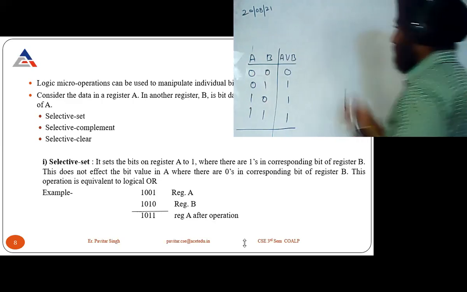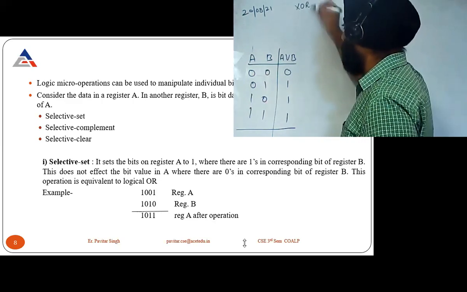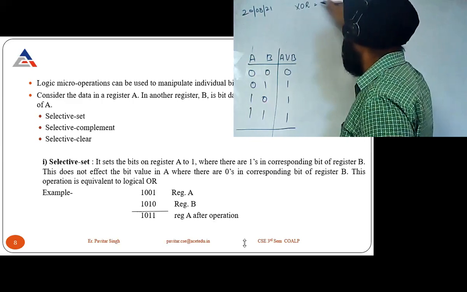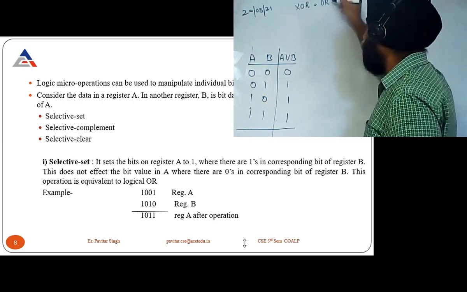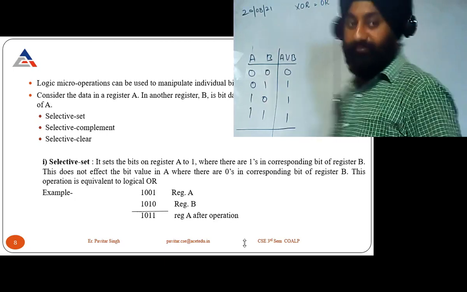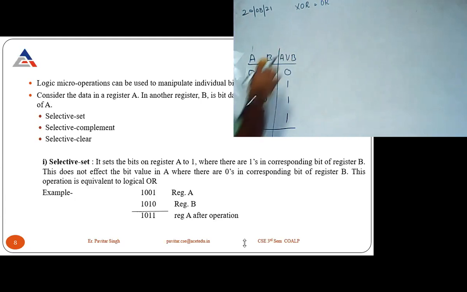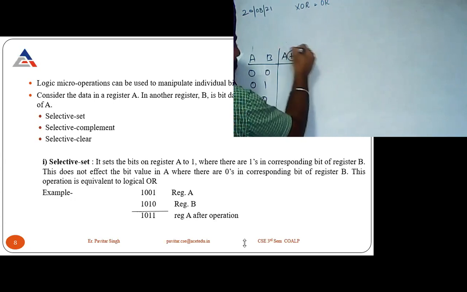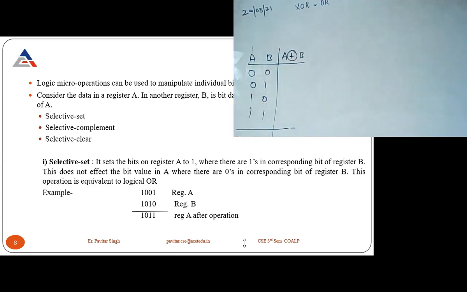XOR means you get the XOR gate simply by negating the output of OR, right? So it will be written as the truth table A XOR B. Here the output will be true only if either value of A and B is 1, right? How will you get 1 as an output? You should have one true value either in A or in B.